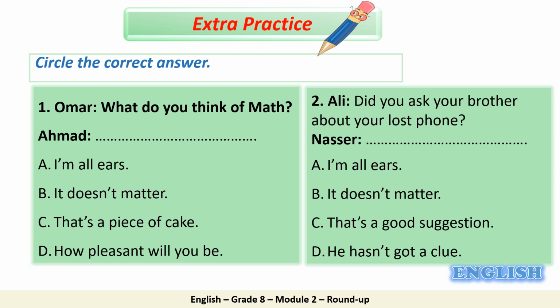Alright, the first one. What do you think of math? Excellent, that's a piece of cake. Easy. 2. Ali, did you ask your brother about your lost phone? Nasser, of course, he hasn't got a clue.